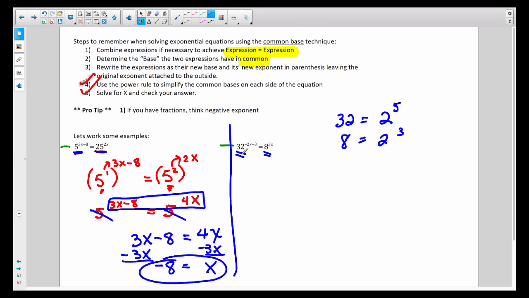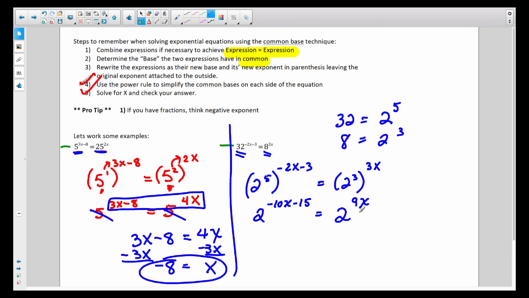So let me go back and plug it into the original equation. For 32, I'm going to say 2 to the fifth and be very careful with parentheses. I want to keep my original exponent like that. Okay, then I'll put 2 to the third over here and keep the 3x attached. Now, you do the power rule, which lets us write this. 2 to the negative 10x minus 15 is equal to 2 to the 9x. And there it is. Common bases of 2. So it's as good as getting rid of them and just solving for the top, the exponents.